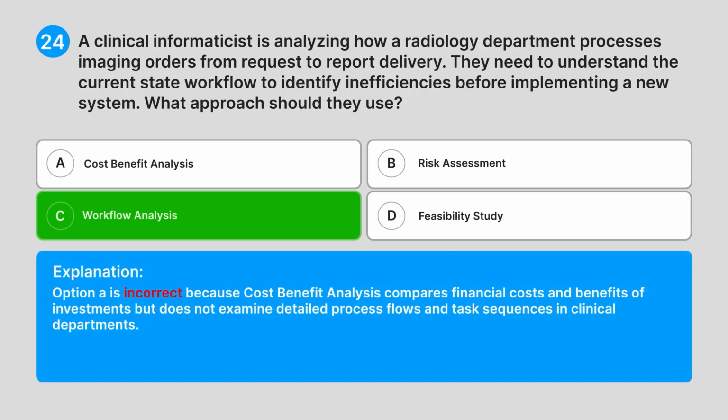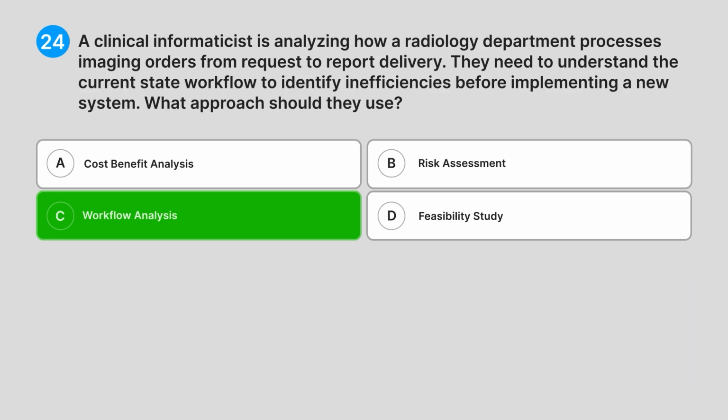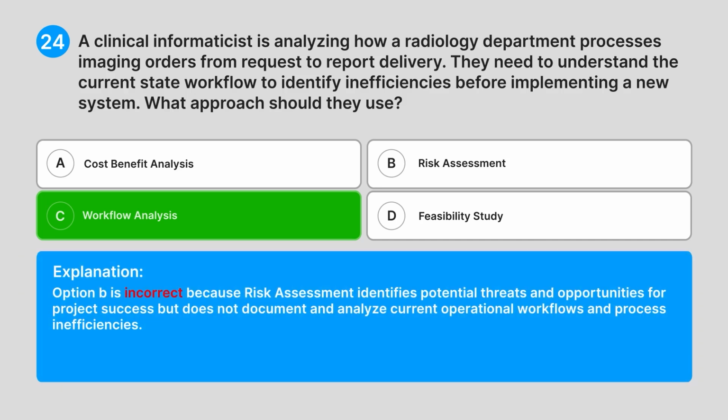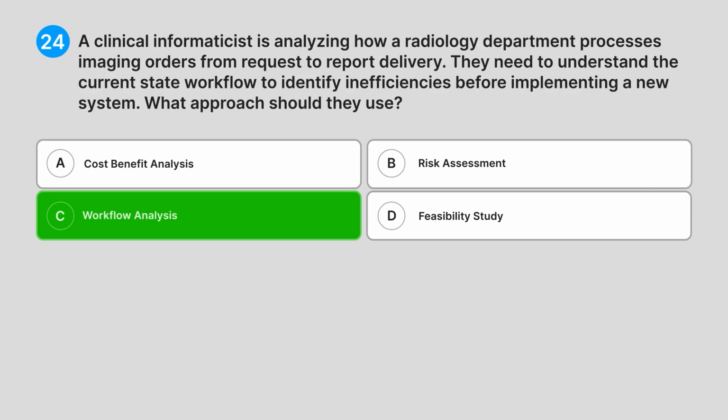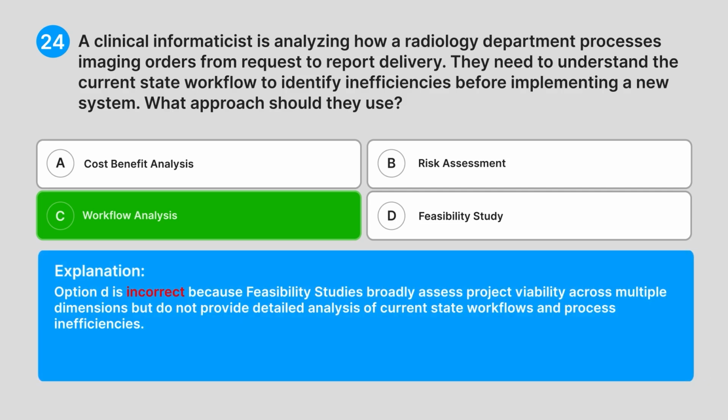Option A is incorrect because cost-benefit analysis compares financial costs and benefits of investments, but does not examine detailed process flows and task sequences in clinical departments. Option B is incorrect because risk assessment identifies potential threats and opportunities for project success, but does not document and analyze current operational workflows and process inefficiencies. Option D is incorrect because feasibility studies broadly assess project viability across multiple dimensions, but do not provide detailed analysis of current state workflows and process inefficiencies.